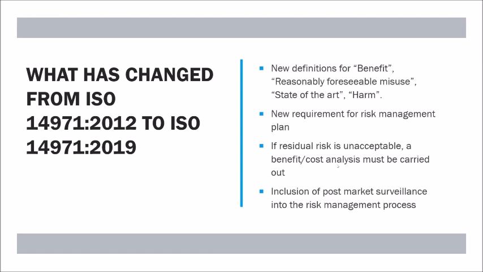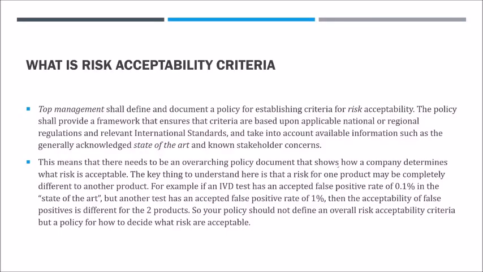So now we're going to focus a little bit more on risk acceptability, and this is what I want to really go into today. And actually, the top point here is the specific reference from 14971. So it says, top management shall define and document a policy for establishing criteria for risk acceptability. The policy shall provide a framework that ensures that criteria are based upon applicable national or regional regulations and relevant international standards, and take into account available information such as generally acknowledged state-of-the-art and known stakeholder concerns.